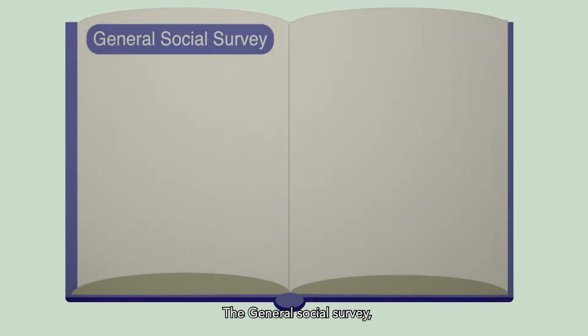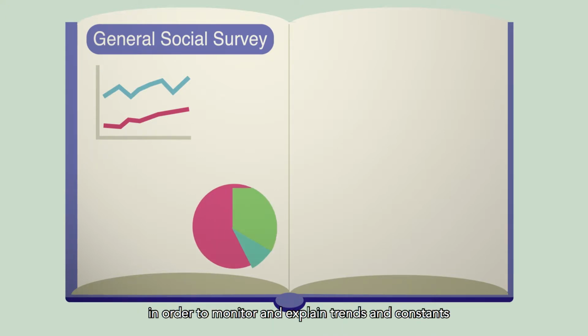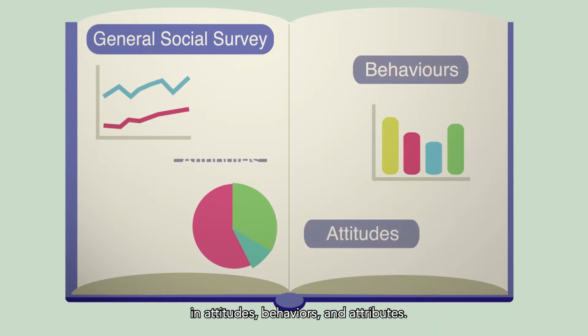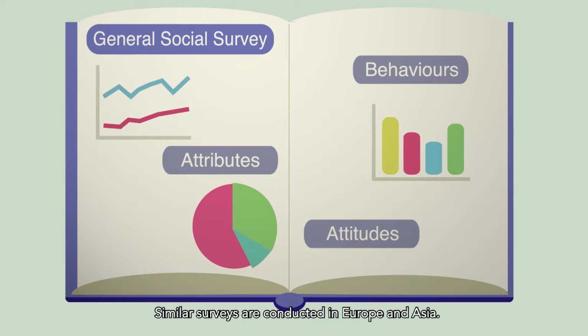The General Social Survey, which gathers data on contemporary American society in order to monitor and explain trends and constants in attitudes, behaviors, and attributes. Hundreds of trends have been tracked since 1972. Similar surveys are conducted in Europe and Asia.